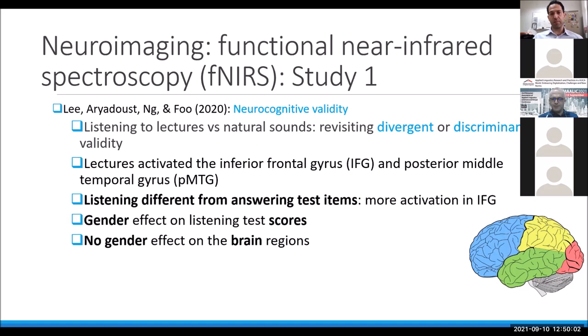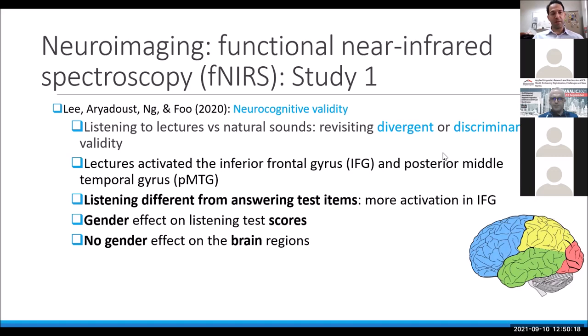So if you'd like to talk about it more, I'm very happy to give you some ideas about how we defined discriminant and divergent validity under this condition. I mean, in the question and answer time.